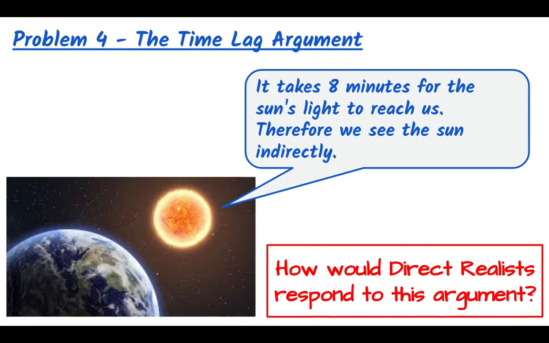Okay, the fourth problem is the time lag argument. The time lag argument basically says that when you look at the sun, it takes 8 minutes for the sun's light to reach us. Therefore, we see the sun indirectly. We don't actually see the sun as it is at this moment in time, because the light from the sun has taken 8 minutes to get here. One of the questions you might want to think about is, how would direct realists respond to not only this argument, but the other arguments that I presented?